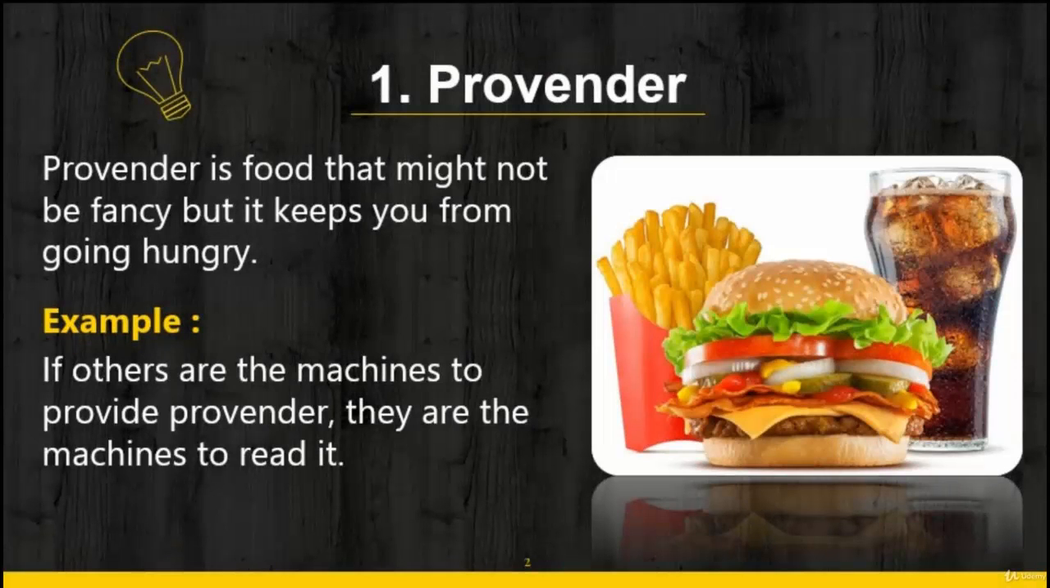Provender. Provender is food that might not be fancy, but it keeps you going when hungry. For example, if others are machines to provide provender, they are the machines to read it. Now, you may be getting a lot of foods on the streets. Now, these are foods which may not be healthy for you, but they keep your hunger away. You feel filled even if you don't eat proper homemade food, and that is called provender.